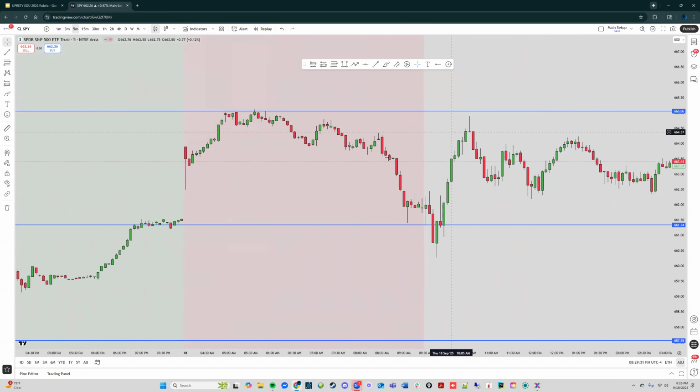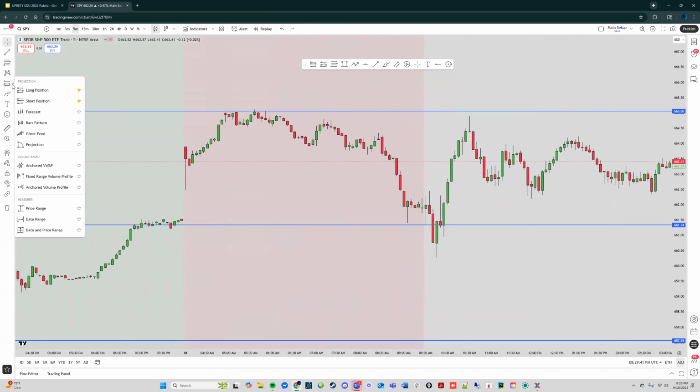I'm going to refer to TradingView here. You can use whatever software you want for your risk reward. If you go here on the left-hand side and go 1, 2, 3, 4, 5 down, you have these two tools. This is your long position and this is your short position.